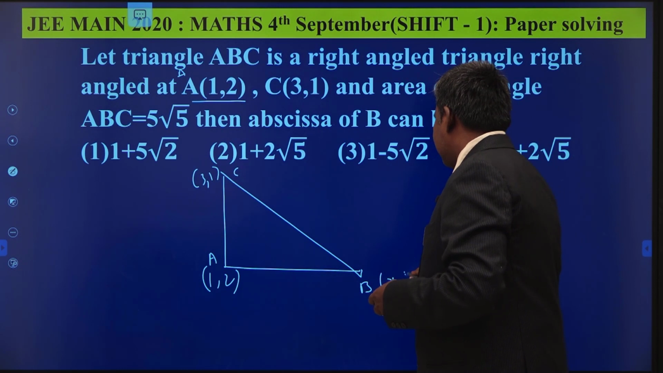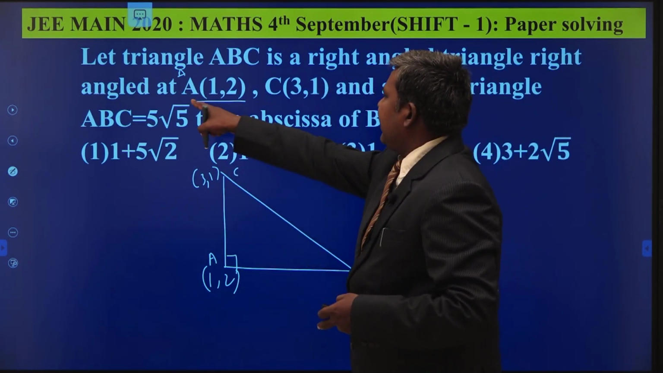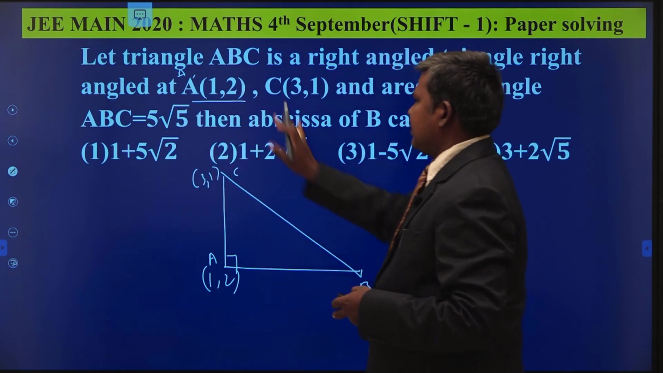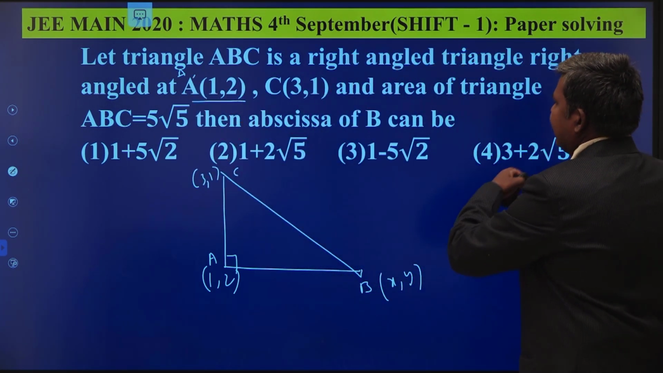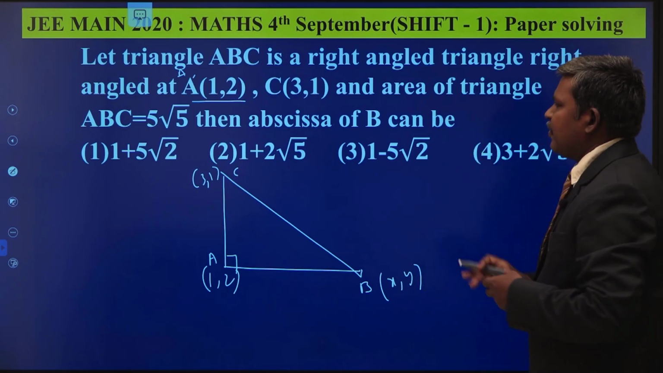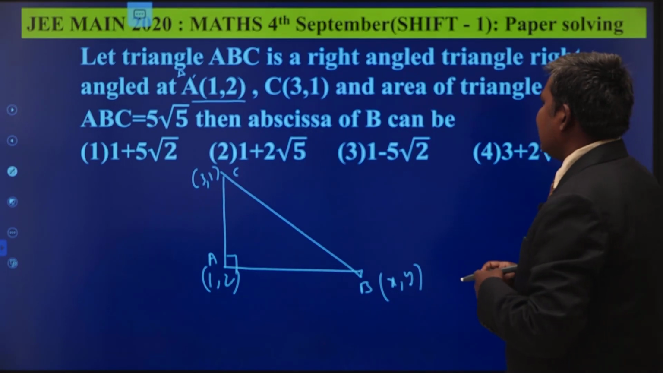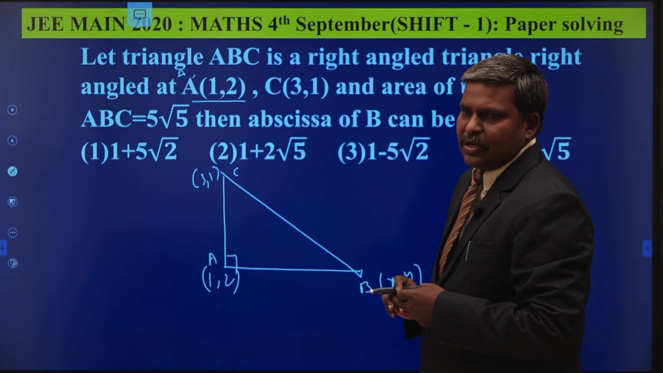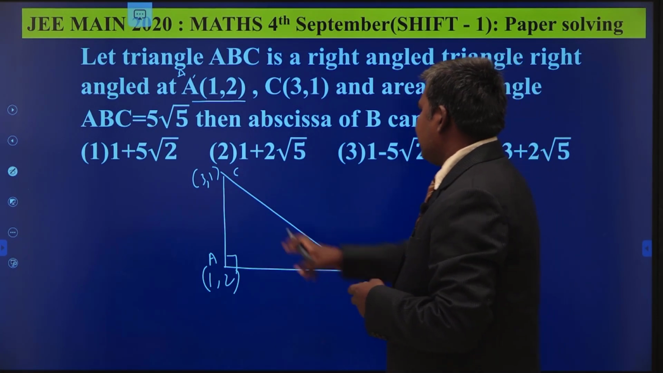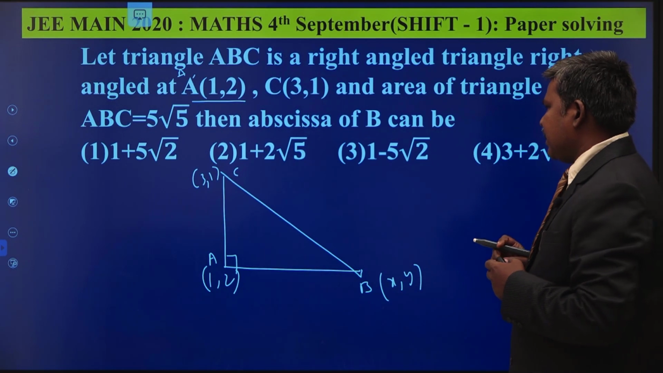This is the point, say, X comma Y. Right angled at A, where A is 1 comma 2 and C is 3 comma 1 are the 2 points. The area of the triangle is given to you, that is 5 root 2. You have to find out the X coordinate of B. The first concept is you have to apply slopes product equals -1 and equate the area to 5 root 2. We can easily obtain the X coordinate of B.